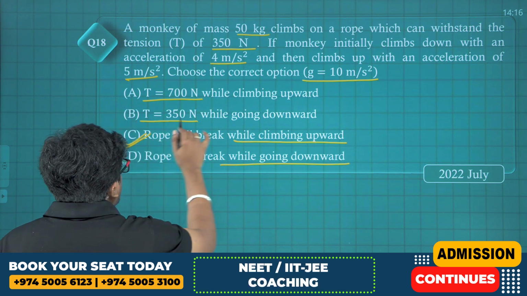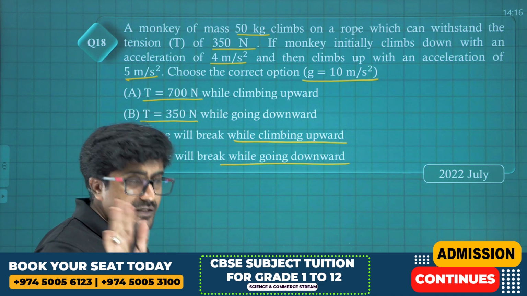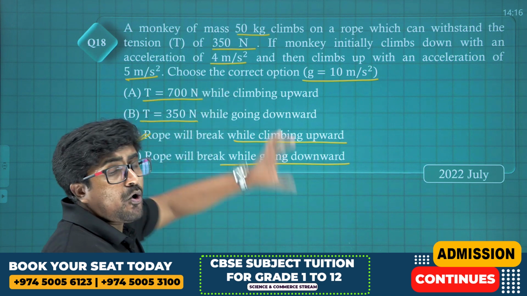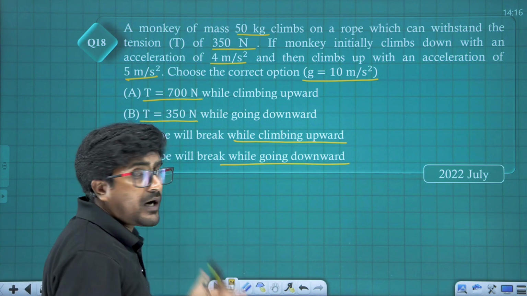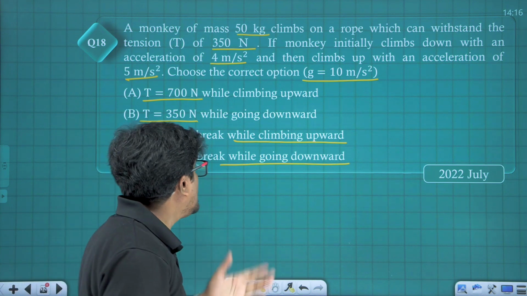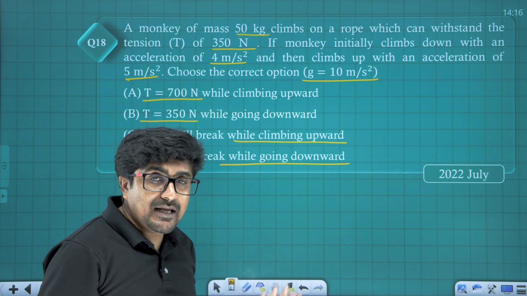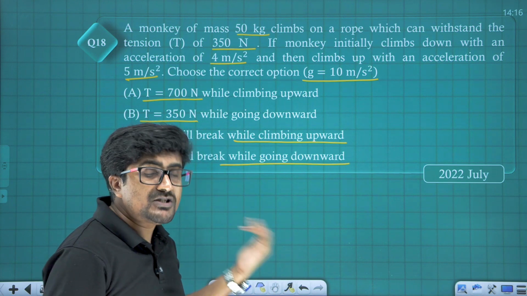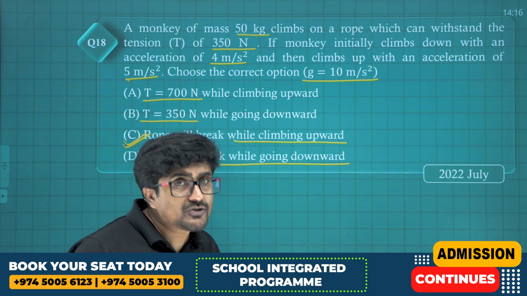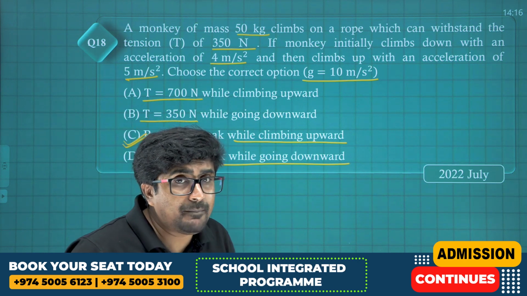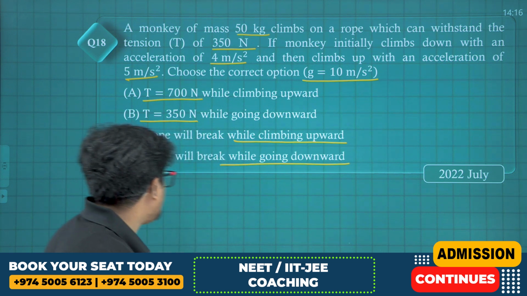Option A says capital T Newton while climbing upward. See, understand one thing. This rope can withstand up to 350 only. Okay, even then, for your understanding only, I am telling about this. If this rope was able to manage a tension which is much greater than 350, and anyhow it ensures that this monkey is climbing in the upward direction, just imagine like that. Then what could be the value of tension?